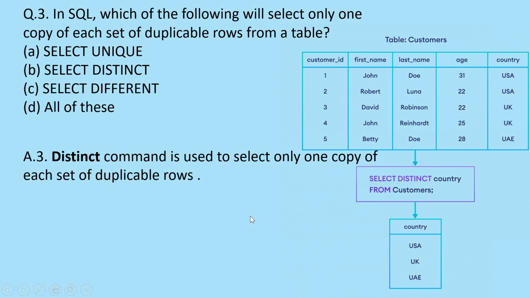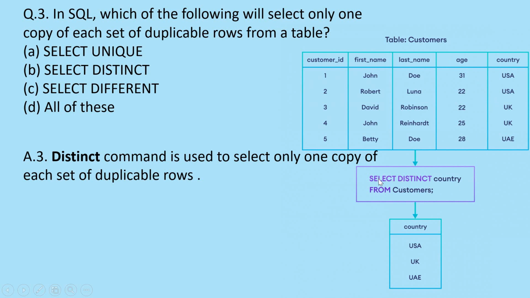Number 3. In SQL, which of the following will select only one copy of each set of duplicate rows from a table? The options are select unique, select distinct, select different, and the last one is all of these. The correct option is distinct. Select distinct, that is the B part. The DISTINCT command is used to select only one copy of each set of duplicate rows.